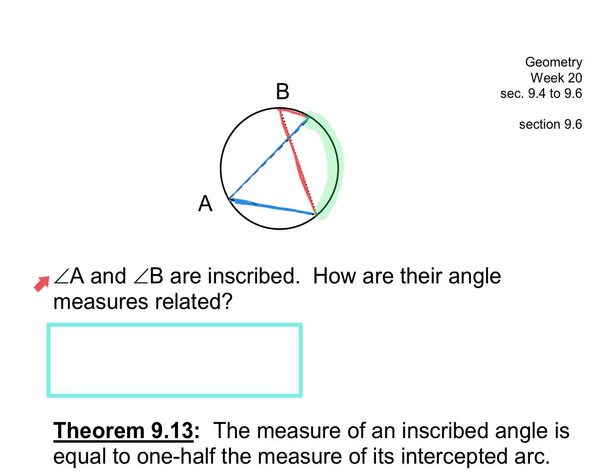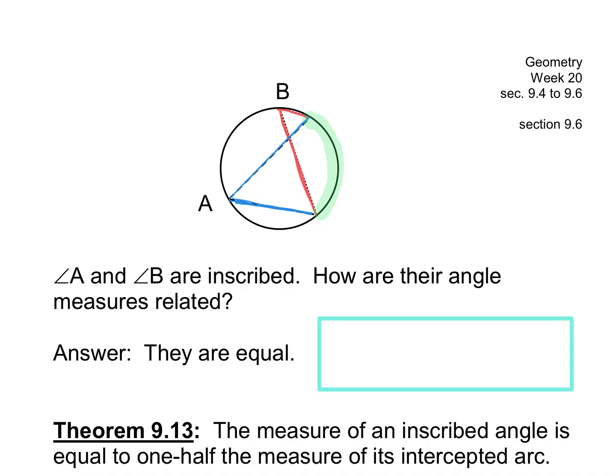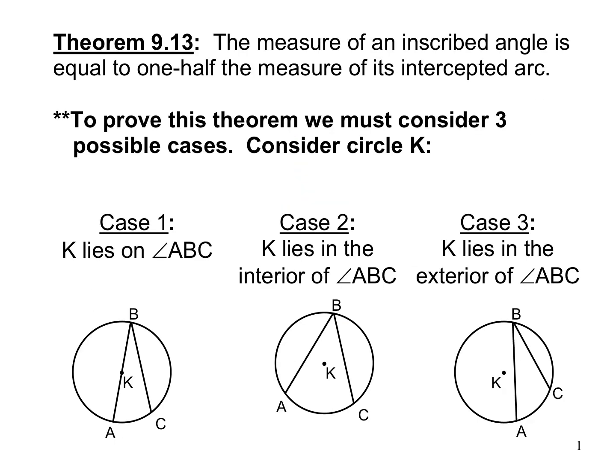So my question down here is, angle A and angle B are inscribed. How are their angle measures related? And what's true is they're equal. Now to find out what those angle measures are, we use theorem 9.13. Theorem 9.13 says the measure of an inscribed angle is equal to 1/2 the measure of its intercepted arc.